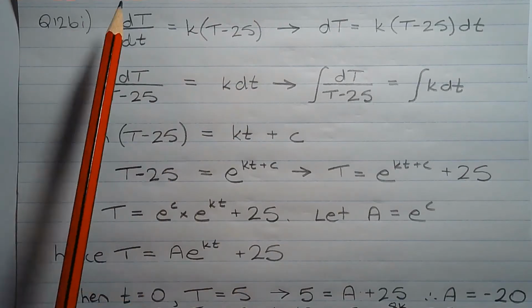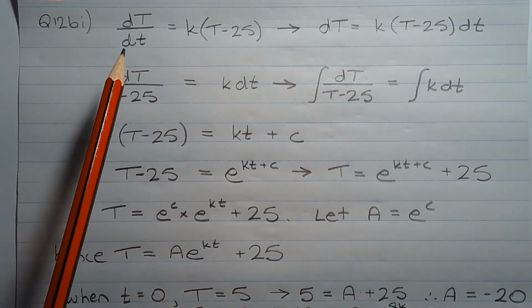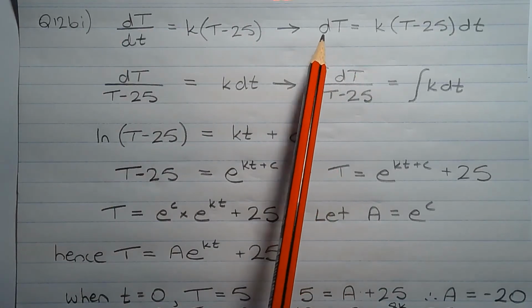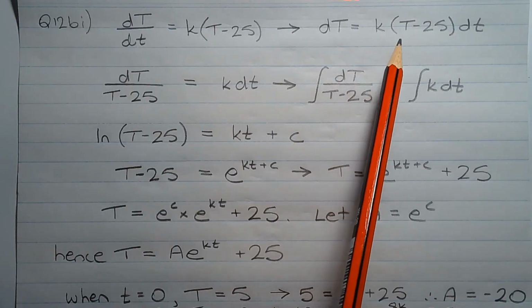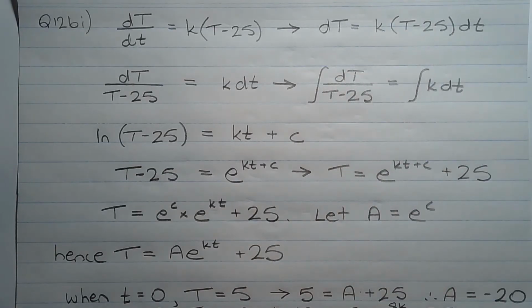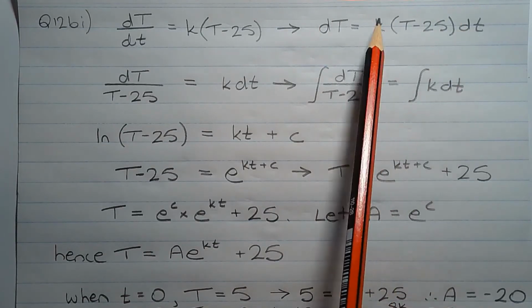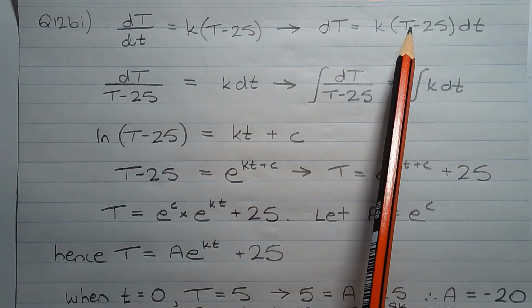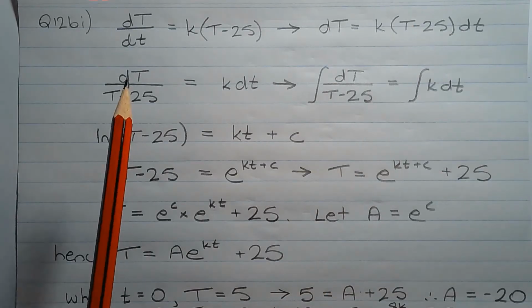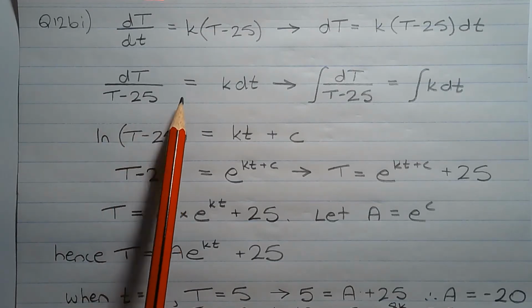This is a separable differential equation, so we can start off by multiplying both sides of the equation by the denominator dt. So we get d capital T is equal to k multiplied by capital T minus 25 in brackets dt. The next step is to divide both sides of the equation by what's inside the brackets. So dividing both sides by capital T minus 25, we get d capital T over capital T minus 25 is equal to k dt.